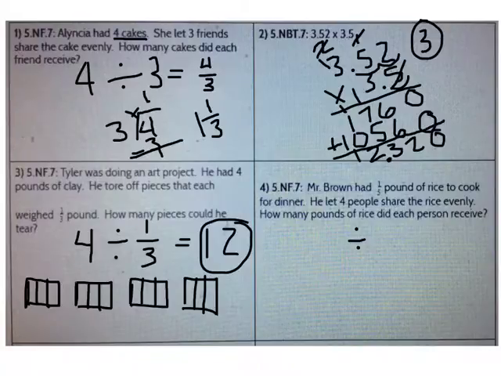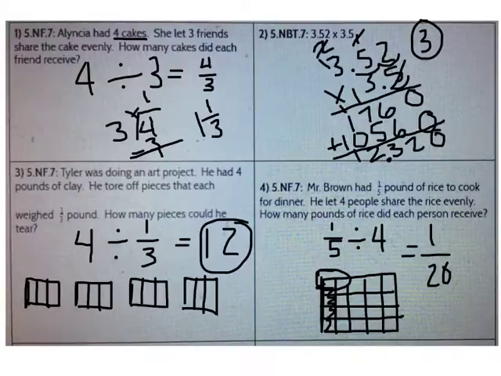What division sentence should I use to solve this problem? I should use 1/5 divided by 4 because 1/5 pounds of rice is being split up. Go ahead and draw a model to solve 1/5 divided by 4. How many pounds of rice did each person receive? Solve that problem now. The correct answer is 1/20. Each person received 1/20th pound of rice.